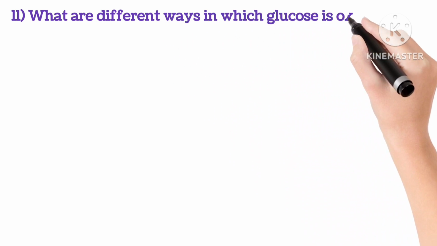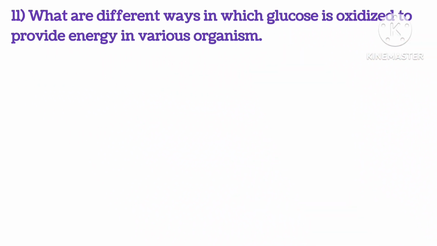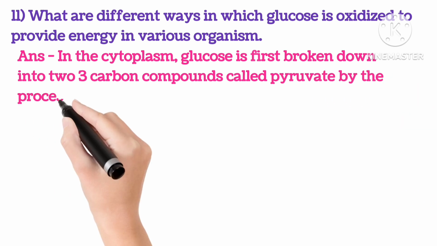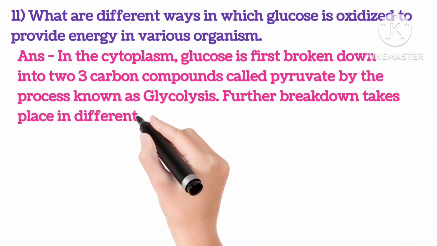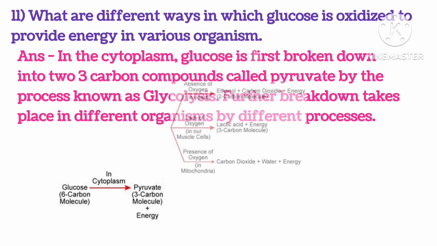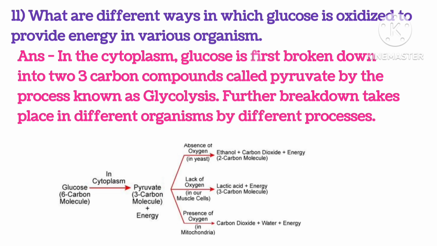What are the different ways in which glucose is oxidized to provide energy in various organisms? In the cytoplasm, glucose is first broken down into a 3-carbon compound called pyruvate by the process known as glycolysis. Further breakdown takes place in different organisms by different processes. Here you can see the 6-carbon compound glucose is converted into the 3-carbon compound pyruvate in the cytoplasm. Then the pyruvate is converted, in the absence of oxygen, into ethanol, carbon dioxide and energy in yeast. In the lack of oxygen, it is converted into lactic acid and energy in muscle cells, and in the presence of oxygen, it is converted into carbon dioxide, water and energy in mitochondria.